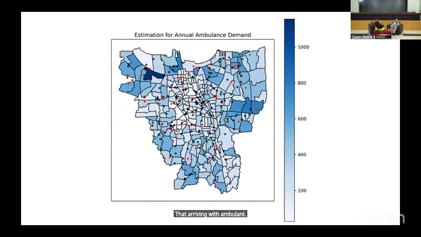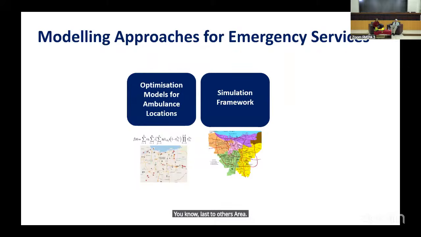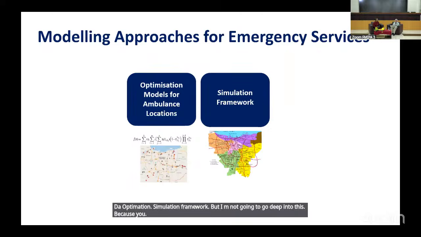And in the end, we visualize that using a map. So we know where demand is actually high and where there is less demand compared to other areas. And the last one is the optimization simulation framework, but I'm not going to go deep into this because you can read the paper if you are interested.